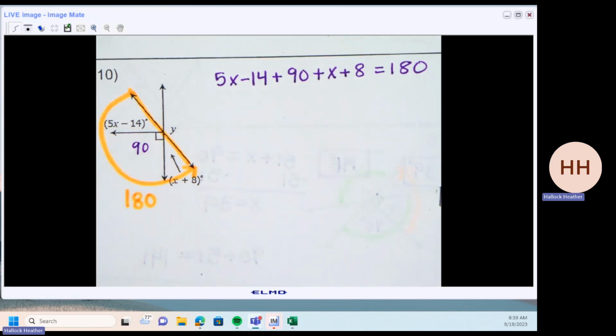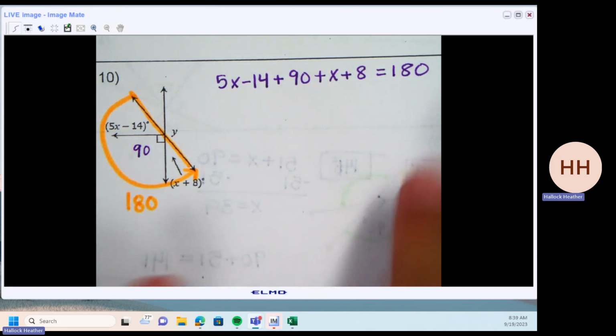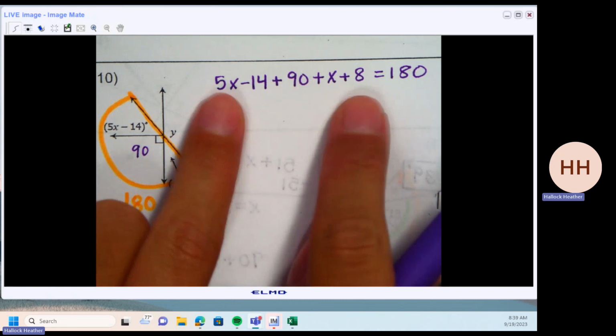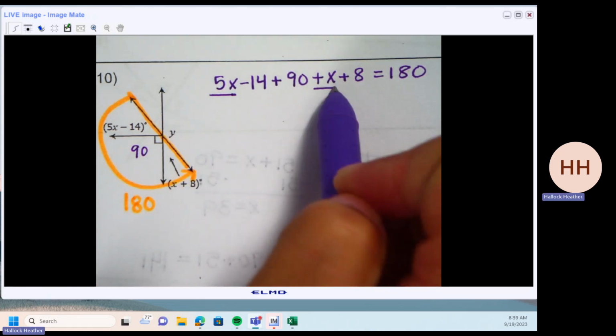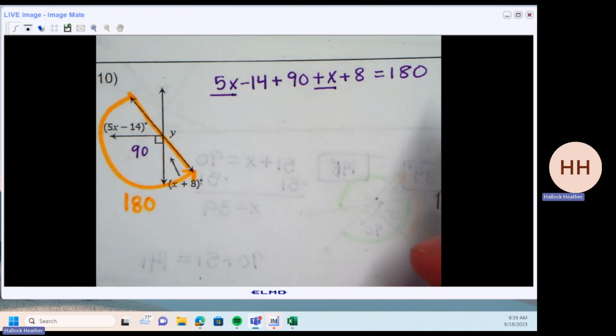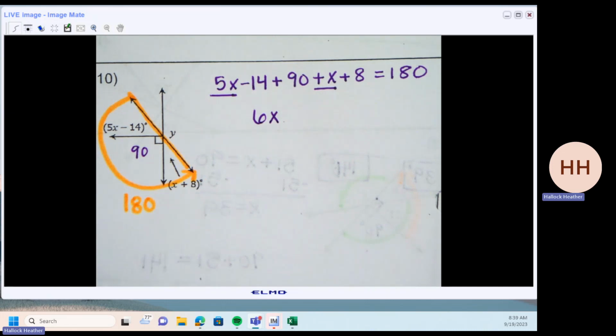So now I have a really long equation. I'm going to combine like terms. So numbers go with numbers, x's go with x's. So on the left side, I'll do the x's first. I have 5x and I have 1x. They're both positive, so that's easy. What am I going to bring down? 6x.